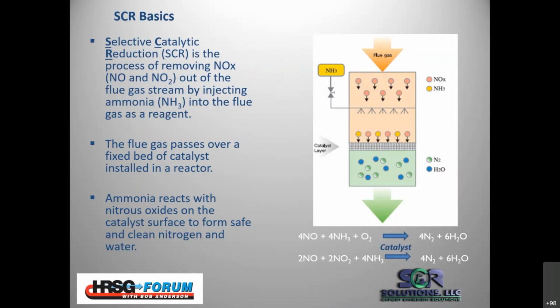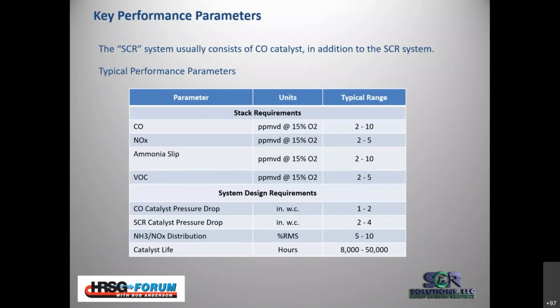SCR basics. So SCR is the process of removing NOx, which is NO and NO2, out of the flue gas stream by injecting ammonia. The ammonia and the flue gas pass over the reactor, which is basically the catalyst, and you can see those 2 reactions that take place. Those are the 2 primary reactions. So ammonia is reacting with the NOx, the NO or NO2, in the presence of oxygen, and then we form nitrogen and water. Real simple process, been around for a long time. However, how that ammonia is introduced can be the subject of some performance issues.